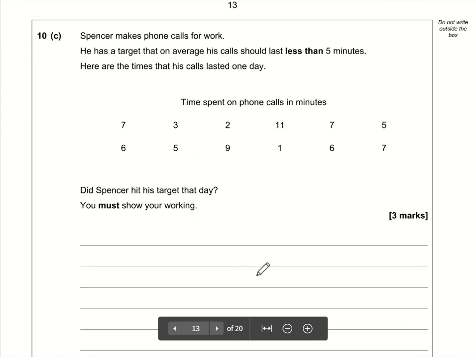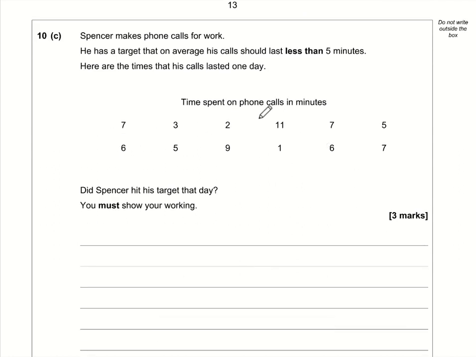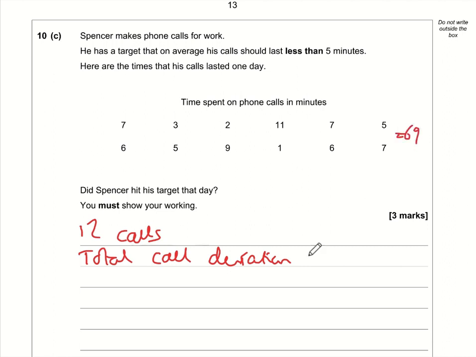Okay, on to part C. What we need to do is work out the total and then divide by the number of phone calls. So first of all, we've got 1, 2, 4, 6, 8, 10, 12. 12 calls. Total call duration is all of these numbers added together. So just smash them all into a calculator. That should become 69. So 69 minutes.